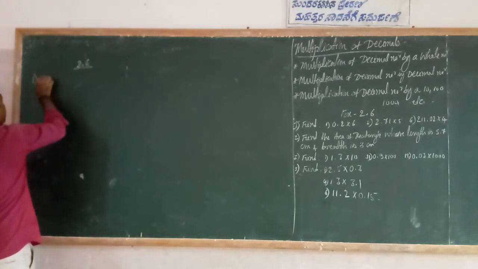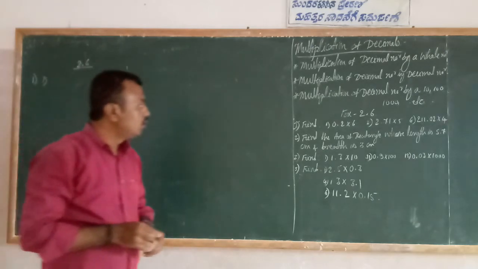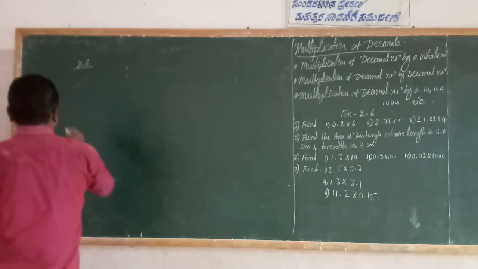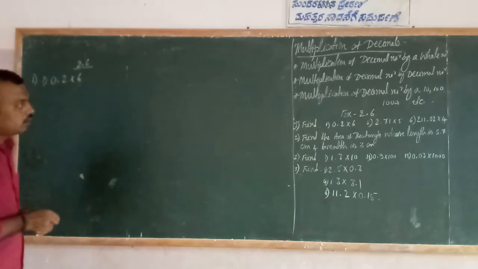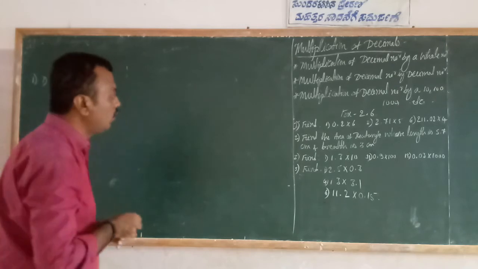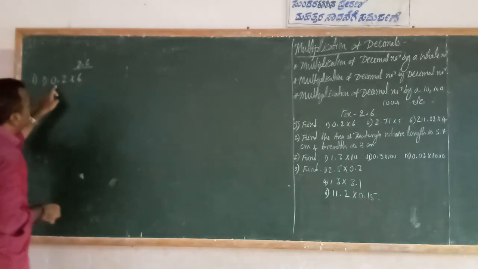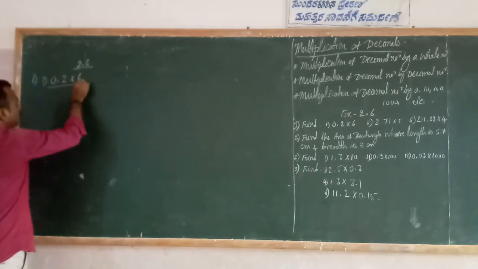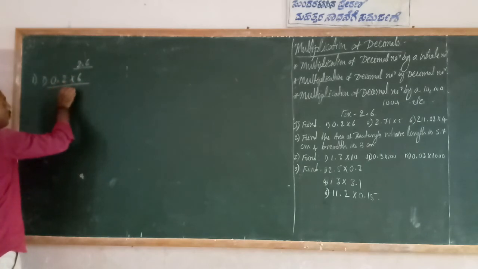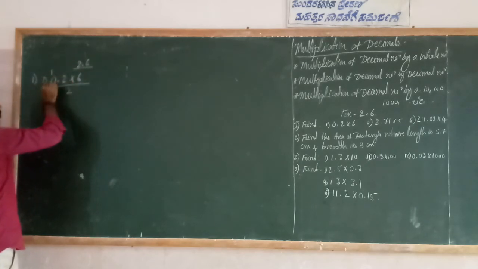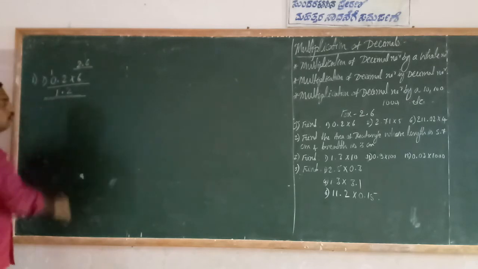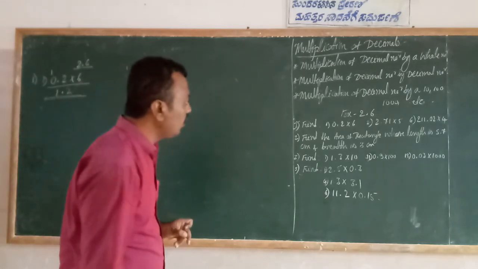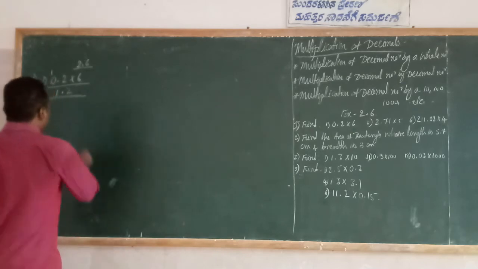First question: 0.2 into 6. I already showed this example problem. In this question, a whole number is multiplied by a decimal number. See, 6 twos are 12. Leave the point. 6 twos are 12, carry 1. 6 into 0 is 0, plus 1 is 1. Okay, after how many digits is the point? Only one digit, therefore 1.2 is the answer. Understood?